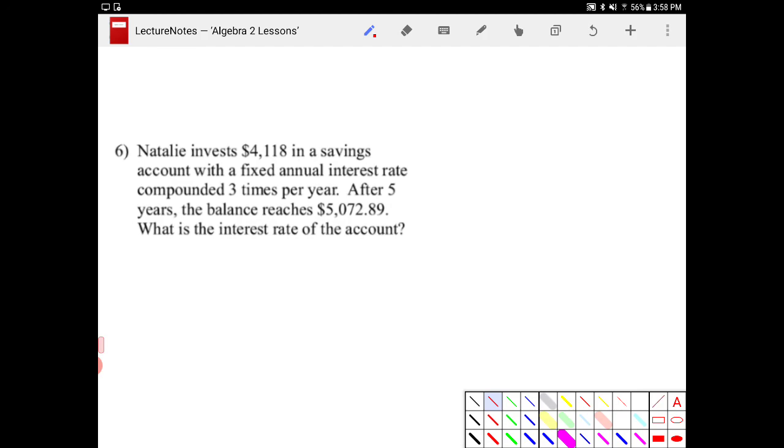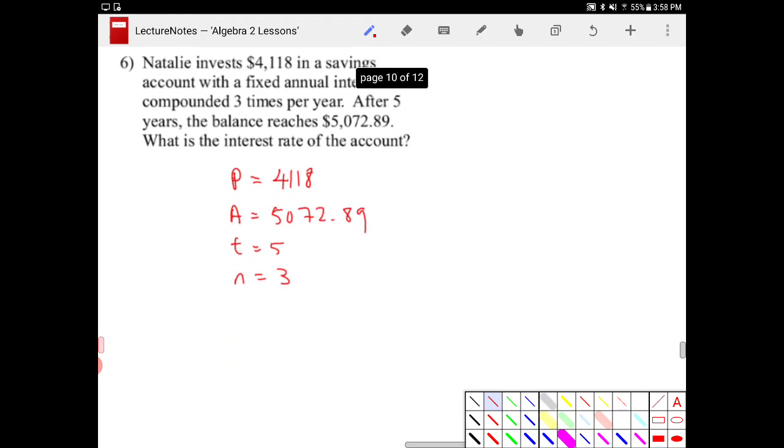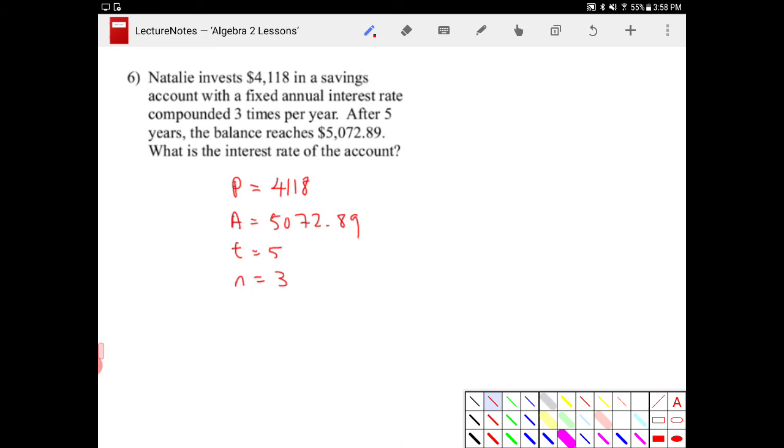Nataly invests 4118 in a savings account with a fixed annual interest rate compounded 3 times per year. After 5 years, the balance reaches that amount. What is the interest rate of the account? So in this case here, P is equal to 4118, and A is equal to 5072.89, and T is equal to 5, and N is equal to 3. Now we got to figure out what R is equal to.